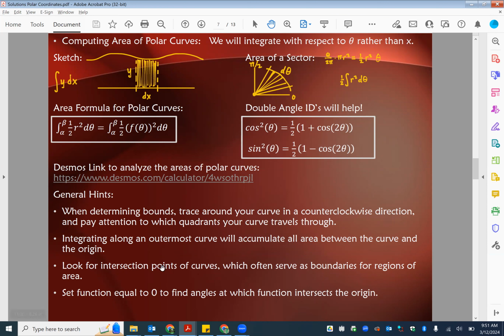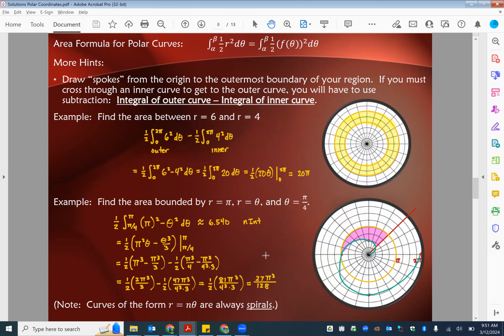Eventually, we'll see intersections of curves. Those intersection points will often serve as boundaries for regions of area. They might help us determine bounds as well. And then, of course, we can set a function equal to 0 to find angles at which a function intersects the origin. That might be relevant at some point as well. Okay, next page. See a couple basic examples.